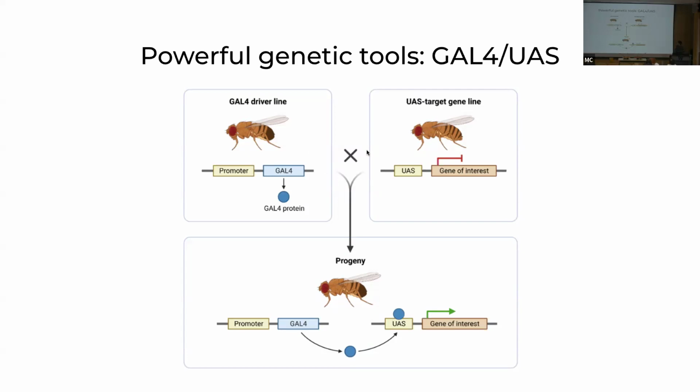And then you cross that to another fly that has a UAS and then any gene you want to express. So this could be your favorite transcription factor, cell adhesion molecule, RNAi, anything. So the flies you analyze basically activate this gene in whatever cell type you want.